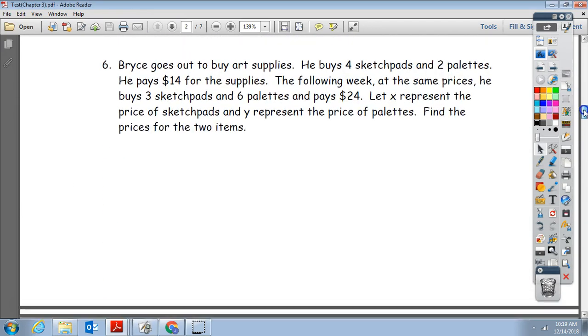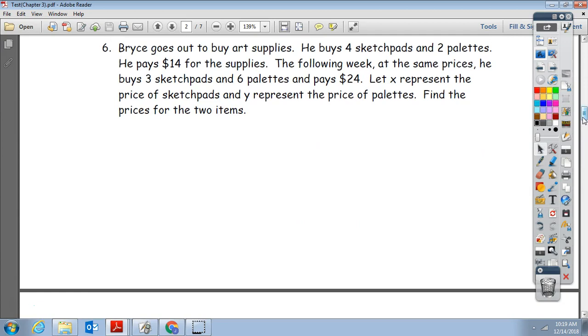let's move down here and let's do a little word problem. Practice real quick. Bryce goes out to buy art supplies. He buys 4 sketch pads and 2 palettes for $14. Following week at the same prices, he buys 3 sketch pads, 6 palettes, and pays $24. X is the price of sketch pads. Y is the price of palettes. Find the price for the 2 items. I made some emphasis there on price because some of you missed it because of that.